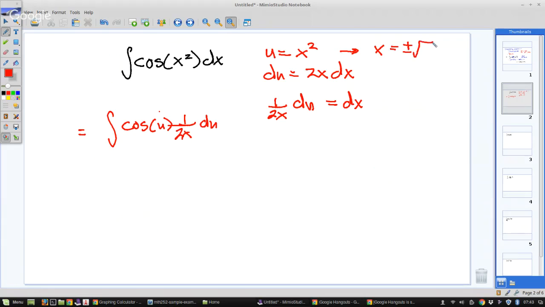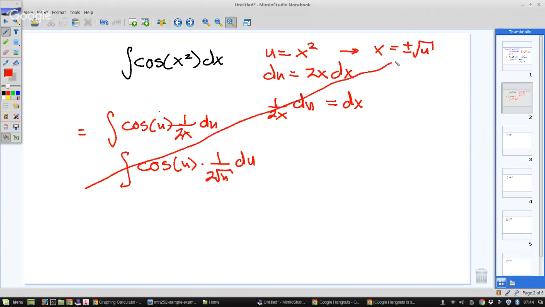plus or minus the square root of u. Plus or minus is a problem, so maybe you would ignore the minus. So now I have cosine of u times 1 over twice the square root of u. And even ignoring the minus here, I'm still worse off than I was before, in a sense. I traded the x squared for 1 over 2 square root of u on the outside, and this is more complicated than it was before. So here, integration by substitution was a failure. And now I need to do something else. I'm not going to do something else there. I'm just going to move on.